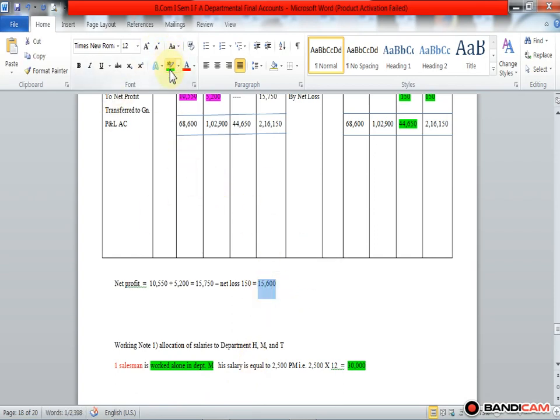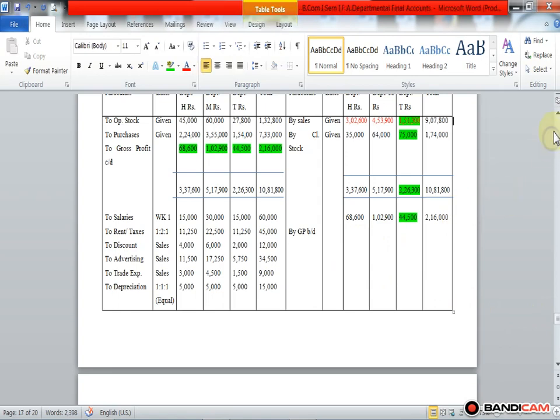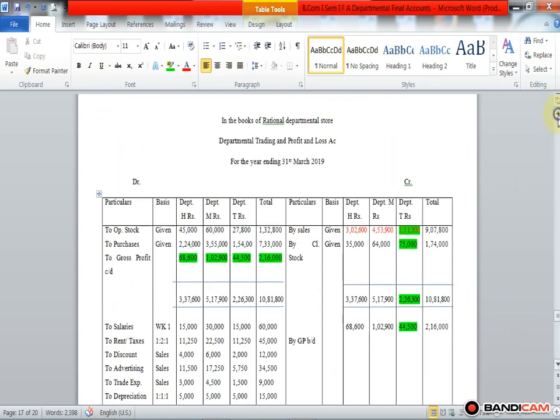Okay, I hope you understood how we solve the problem. It is very easy to prepare a departmental trading and profit and loss account.